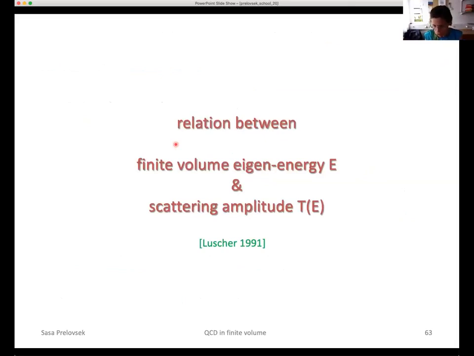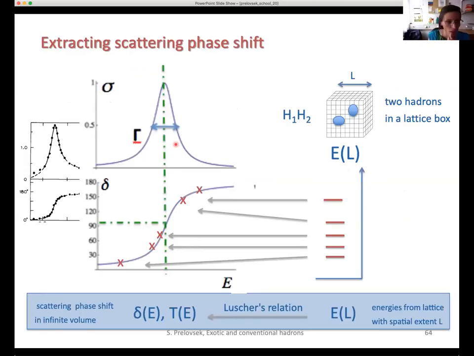Now, of course, hadrons interact, and we want to extract the rigorous information about this interaction. And this is, if you scatter 2 hadrons, you get rigorous information about the interaction. Okay? So first, let me give you a glimpse of the recipe which Luscher gave us. He says, okay, you extract the eigenenergies from the lattice. Now, if you have operators and you do this variational principle, you are able to extract the eigenenergies. And you have to extract them accurately.